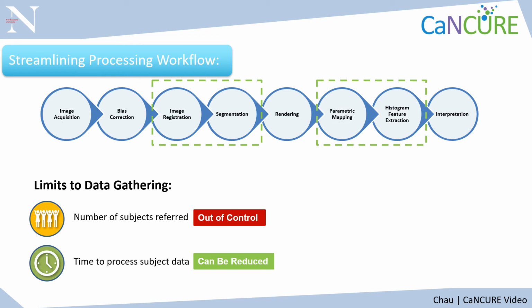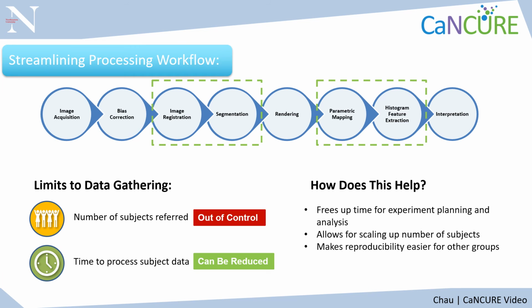So, in particular, we focused on cutting down on the time it takes to register our images, segment out the kidneys, and then also create ADC and T1 maps, as well as do our feature extraction. Now, this is important because it allows us to free up time for experiment planning and analysis, as well as for scaling up the number of subjects we can handle. It also makes it easier for our work to be reproduced by other groups. And all of this streamlining was accomplished using a combination of Python, MATLAB, as well as a little bit of machine learning in the case of segmentation.